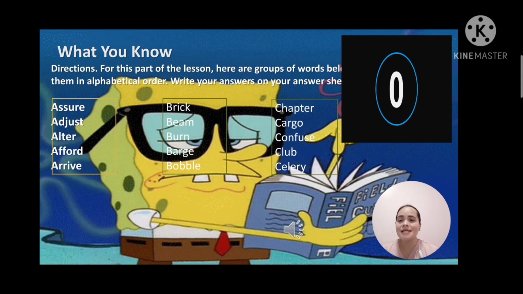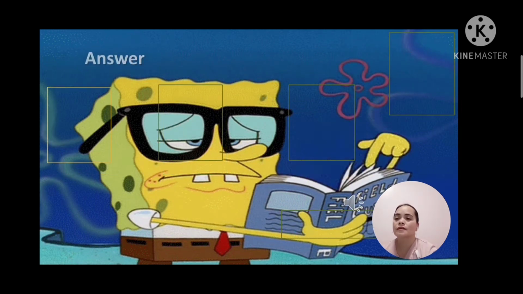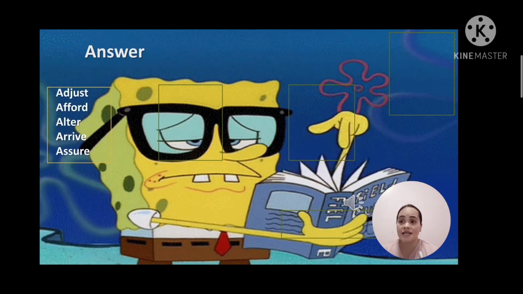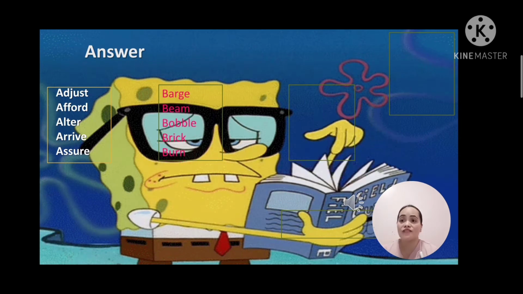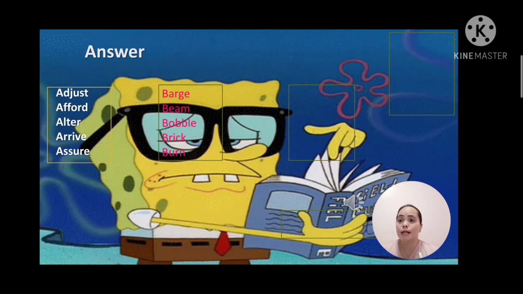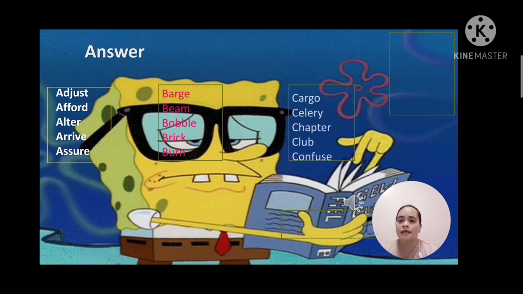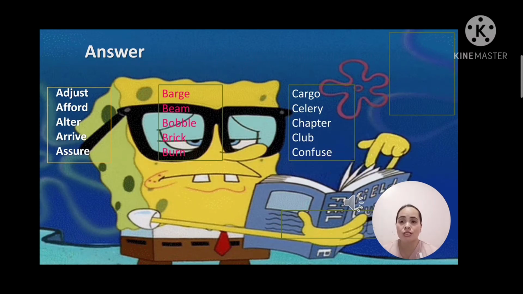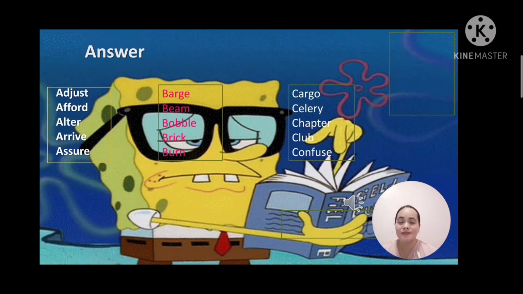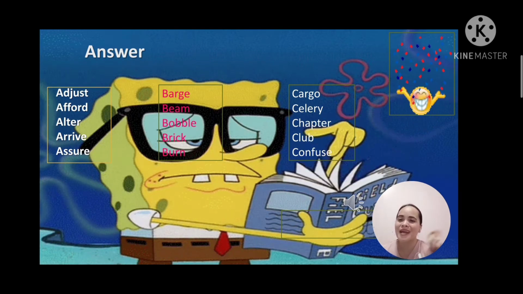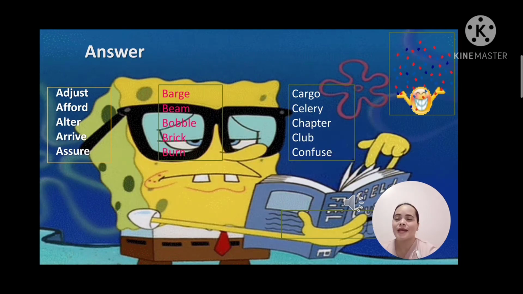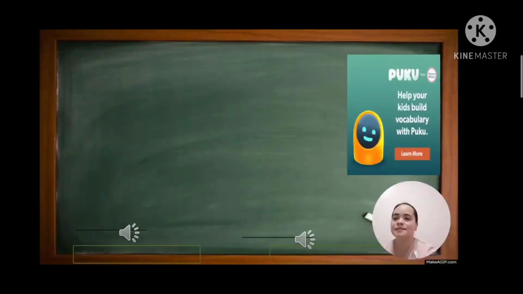Okay, time is up, class. So let's now check your answer. On the first set, we have adjust, afford, alter, arrive, assure. Next, we have barge, beam, bubble, brick, and burn. Then cargo, celery, chapter, club, confuse. Do you have the same answer there? Great! Okay, let's move on to the next task.